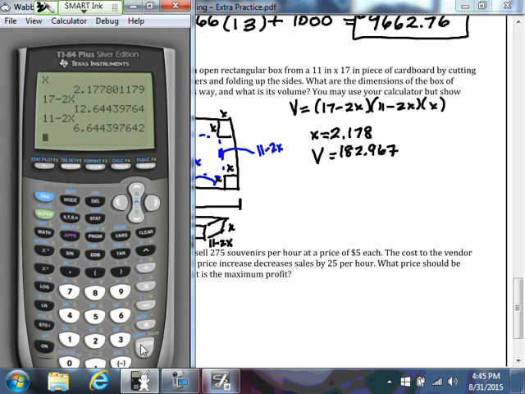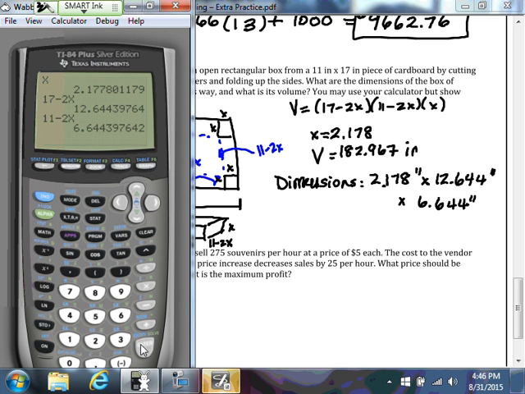So my dimensions are going to be 2.178. Let me write it as an actual dimension. This is my little decimal point. Inches by 12.644 inches by 6.644 inches. And that's our answer. So our volume is in cubic inches. The x is what we're cutting out from each thing.